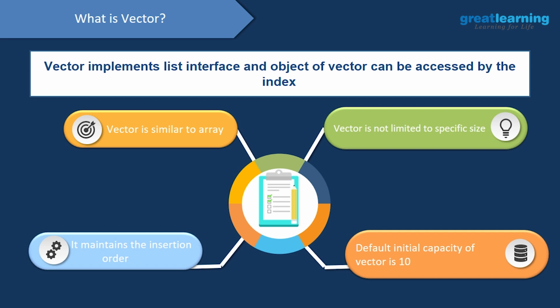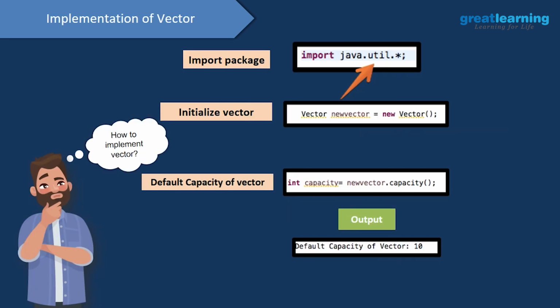What is the difference between vector and ArrayList? The basic difference is that vector is synchronized, and vector contains many legacy methods that are not part of the collection framework. The default size, or initial capacity, of vector is the same. Now we will see how we can implement vector in Eclipse. How can we call vector, and how can we use vector?